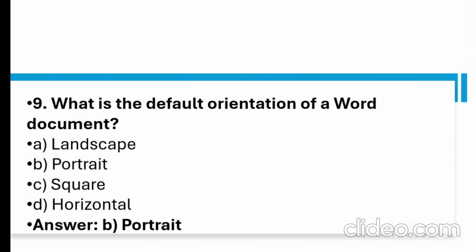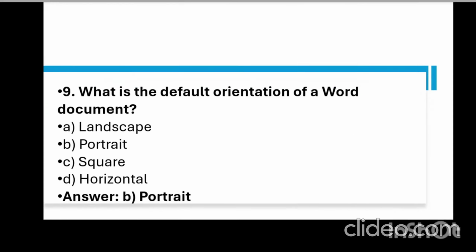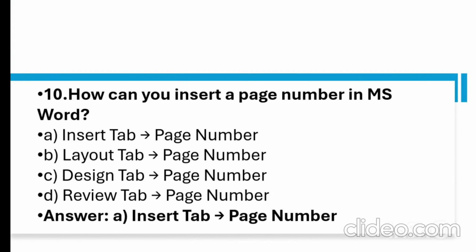Question number 9. What's the default orientation of a Word document? Options are A. Landscape, B. Portrait, C. Square, or D. Horizontal. So the correct answer is B. Portrait.